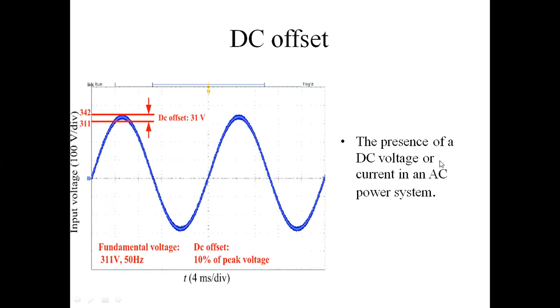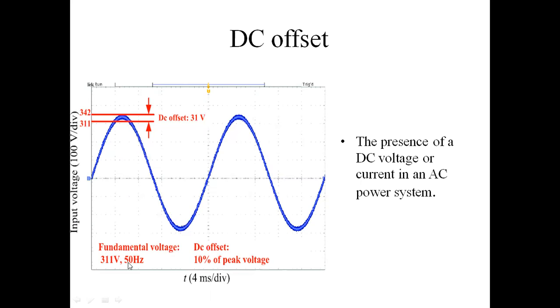Next, this is the offset voltage. The presence of DC voltage or current in the AC power system is called a DC offset. This is an AC sine wave. In the sine wave, the input voltage is here 311. This is the maximum voltage 342. This is the DC offset period, the presence of DC voltage or current. The DC offset is 31 volts.